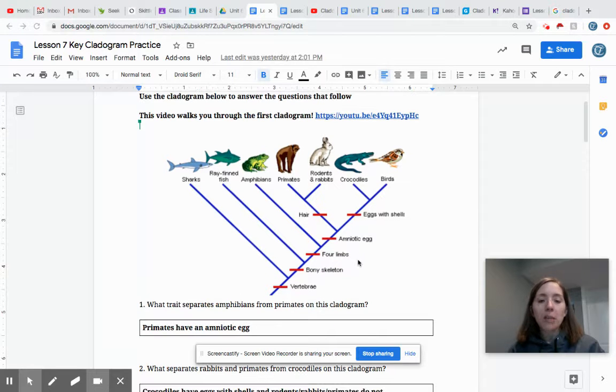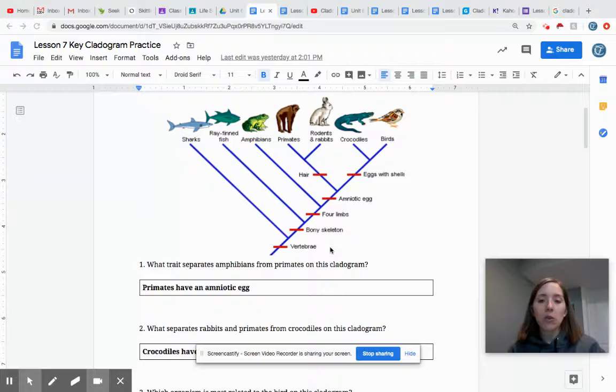So what trait separates amphibians from primates? I look at amphibians, I look at primates. What separates them is that primates have an amniotic egg. It just means that their egg during development has an amniotic sac around it to protect it and provide it with nutrients. I know that because amniotic egg is in between the two. Left of that, these organisms don't have it. To the right of it, these organisms do.